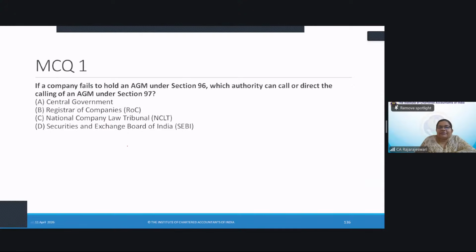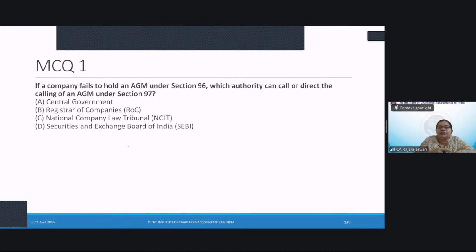We shall take some of the MCQs and then I will do a summing up session after the completion of these MCQs. It will give you the correct picture. Now, if a company fails to hold an annual general meeting under section 96, which authority can call or direct the calling of an AGM under section 97? Is it the central government, the ROC, the National Company Law Tribunal, or SEBI, Securities and Exchange Board of India?